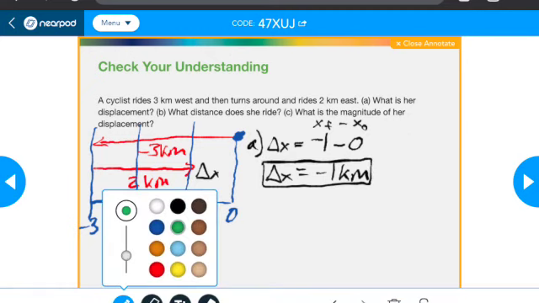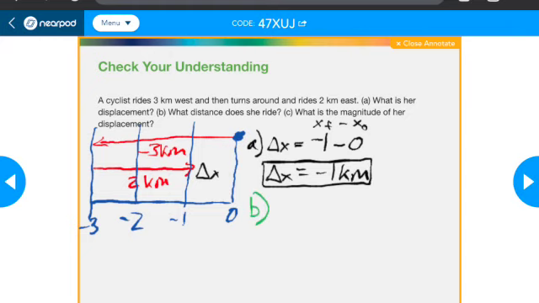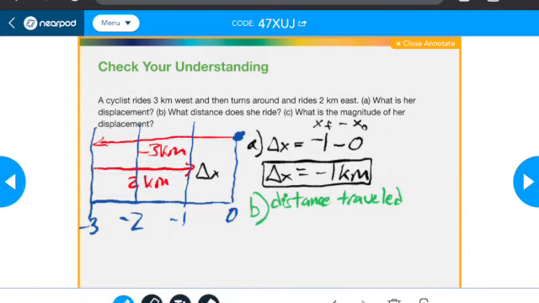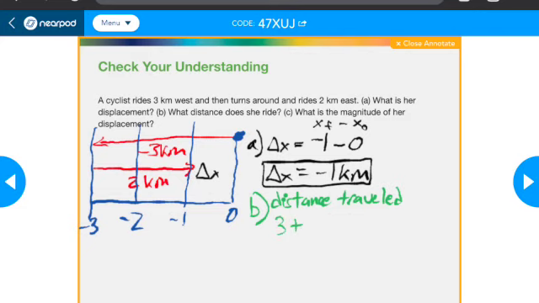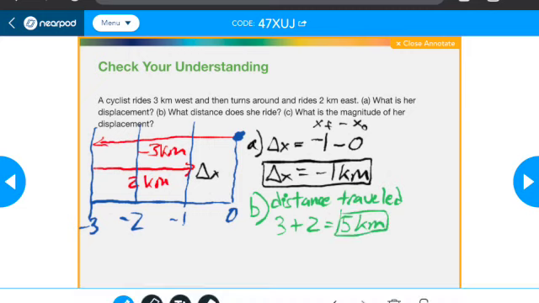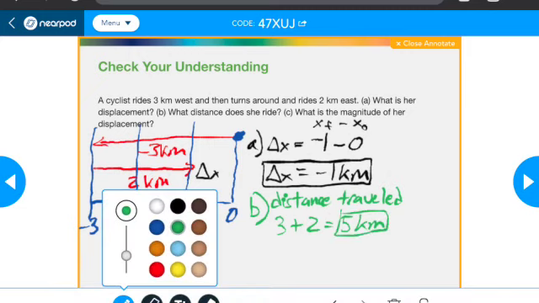For part B here, it says distance, but we're going to go ahead and find the distance traveled instead. There's a reason for that, and that is that part C is finding the distance, or the magnitude of the displacement, and that's the same thing as distance. So that's the definition of distance. So here, distance traveled, she went 3 kilometers in one direction, then 2 kilometers in another direction, totaling 5 kilometers.